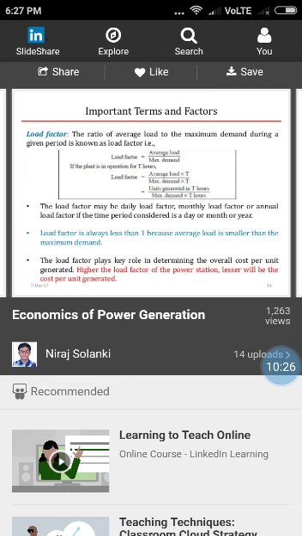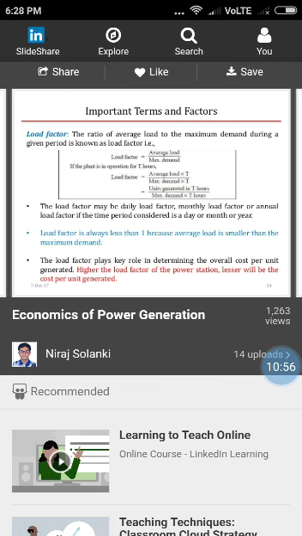Load factor. The ratio of average load to the maximum demand during a given period is known as load factor. Load factor is equal to average load divided by maximum demand. If the plant is in operation for T hours, load factor is equal to average load times T divided by maximum demand times T.